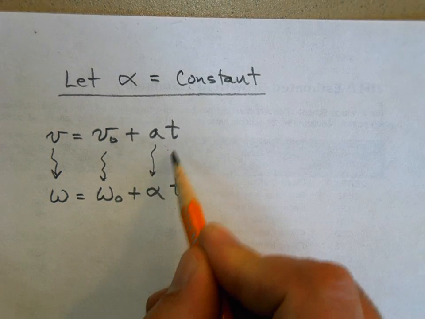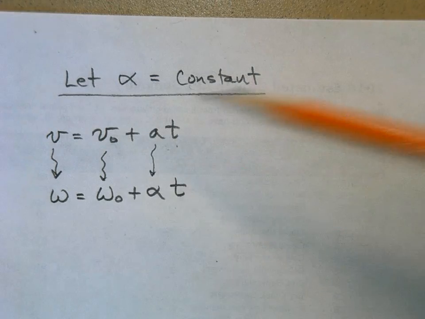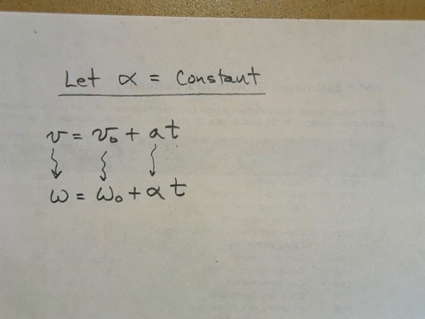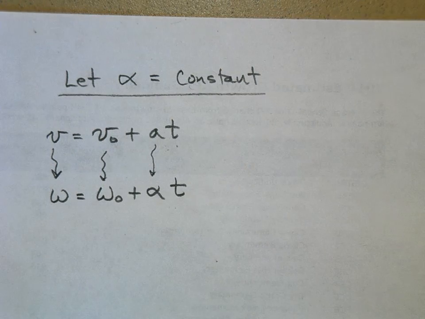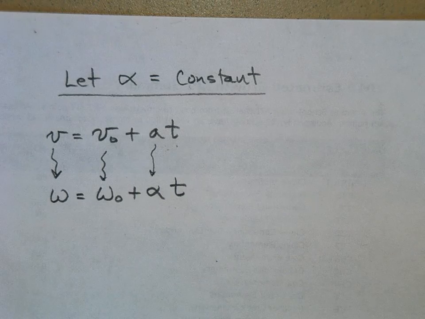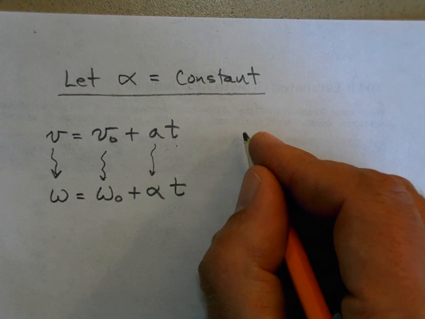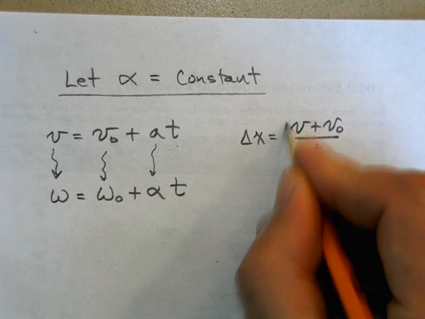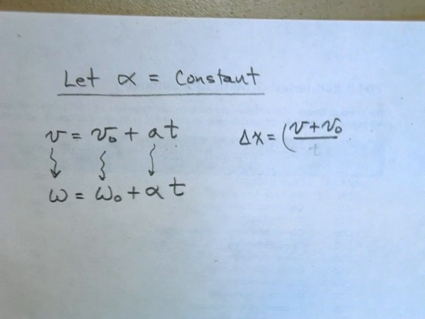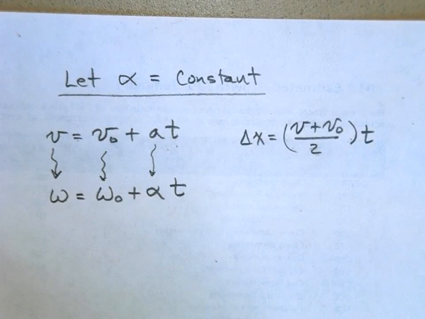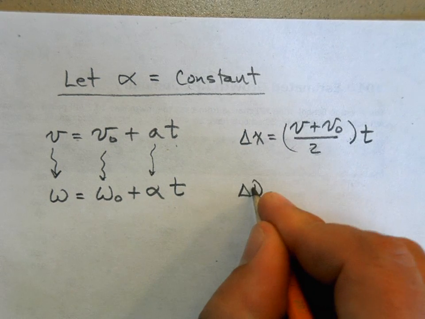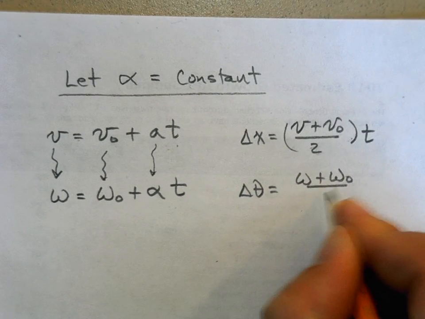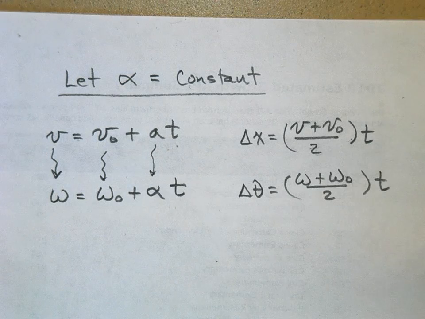All right. Now, these are called analogous variables. Linear motion and rotational motion are sometimes thought of as analogous, because they have the same mathematical derivation, you're going to end up with the same equations. If we have delta x equals v plus v naught over 2 times time, then delta theta equals omega plus omega naught over 2 times time. Notice that there's no such thing as rotational time. It's just time.